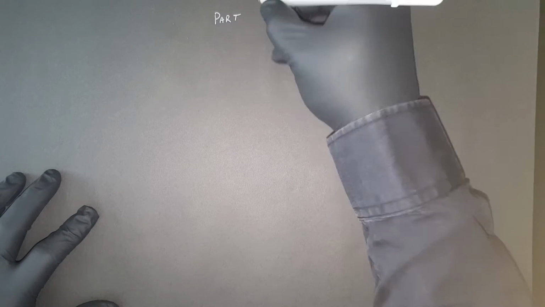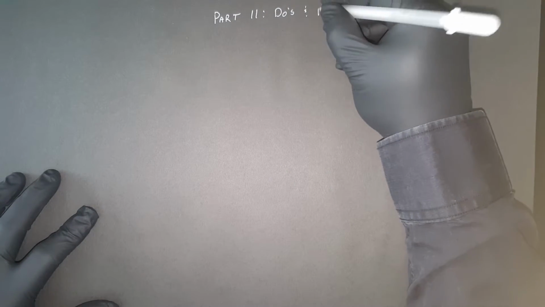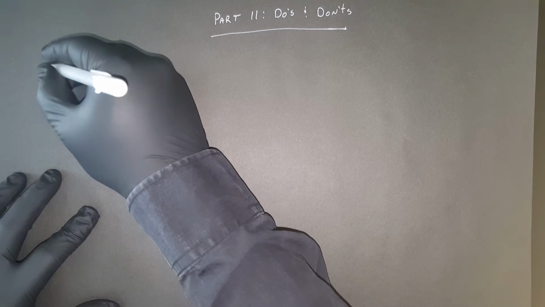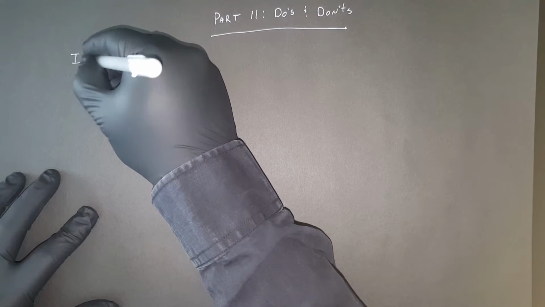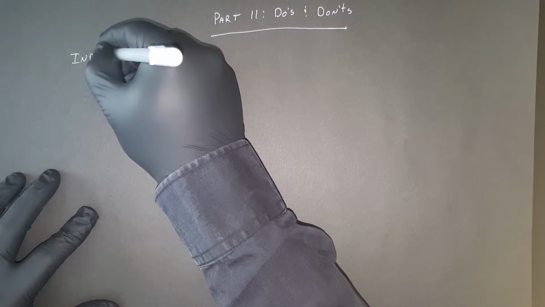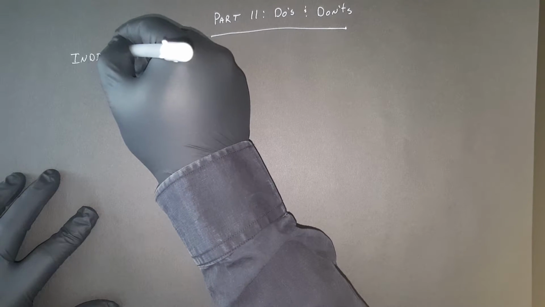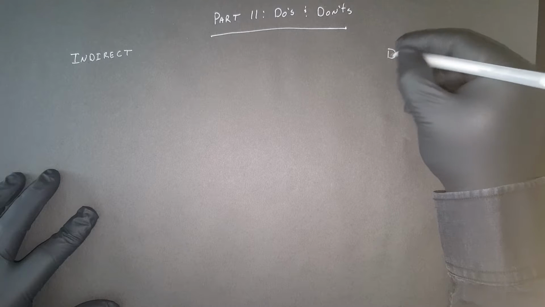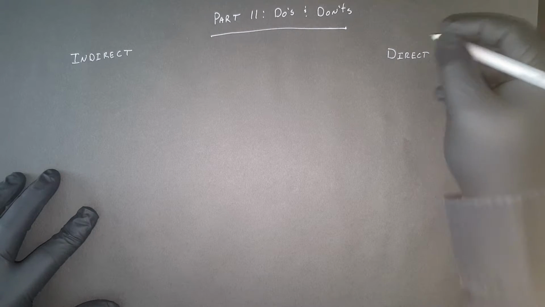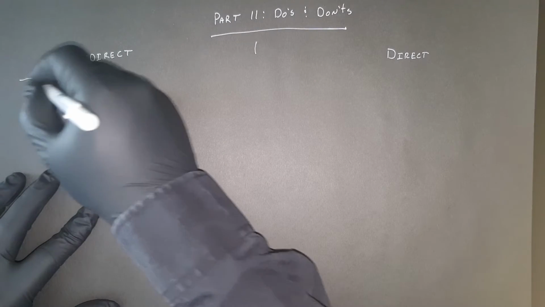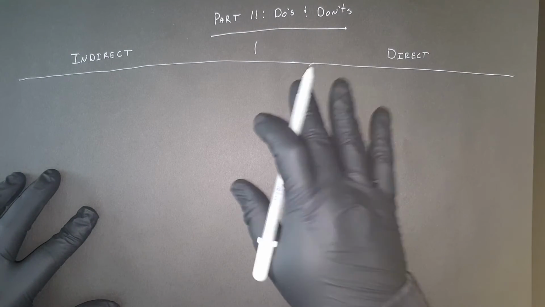So, with the regulation out of the way, let's talk about Part 11, do's and don'ts. For the purpose of this video, I'm going to divide those people who interact with the system into those who indirectly interact and those who directly interact. An indirect interaction would be establishing the system, validating it, maintaining it, anybody who works behind the scenes to ensure that the system is operating.